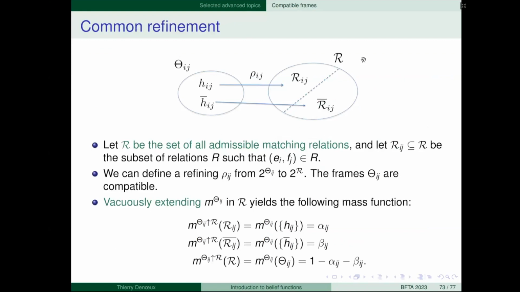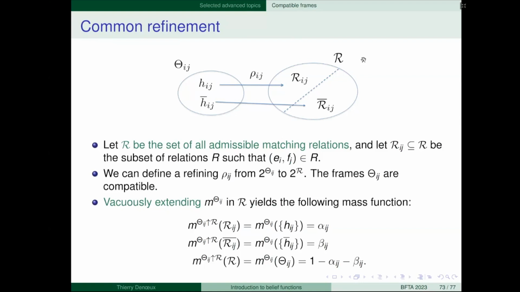So here the underlying frame is the set, which I denoted by curly R, the set of all matching relations. All the ways to match one object in the first set with an object in the second set, with the constraint that one object in each set can be matched with at most one object in the other set. So I call this set R the set of all admissible matching relations. I denote by curly Rij the subset of relations such that object Ei is matched with object Fj.